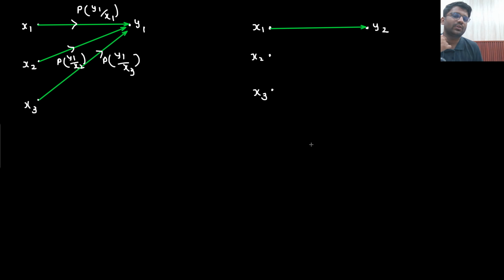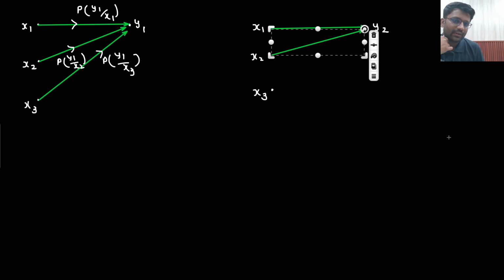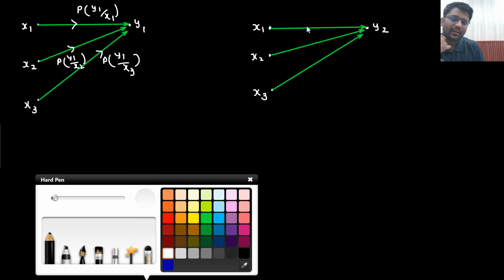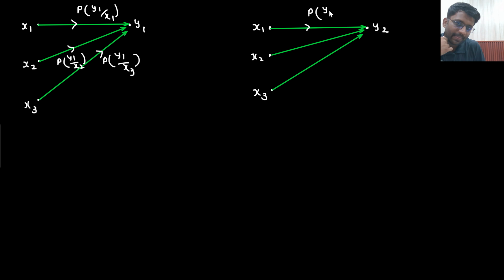So y2 can also come from x1, it can come from x2 as well, and it can come from x3 as well. So what will you write down here? Probability of receiving y2 given that x1 was transmitted, probability of receiving y2 given that x2 was transmitted, and probability of receiving y2 given that x3 was transmitted.